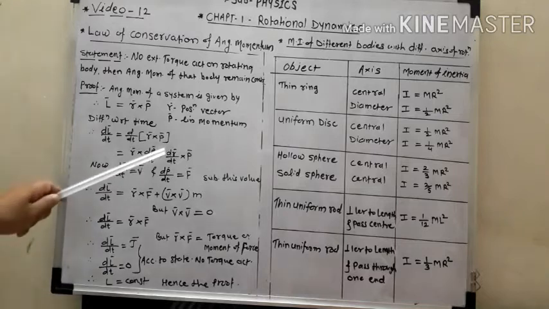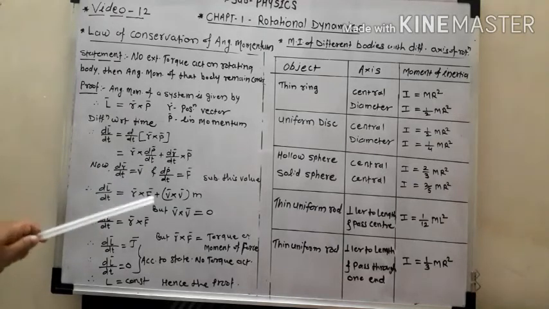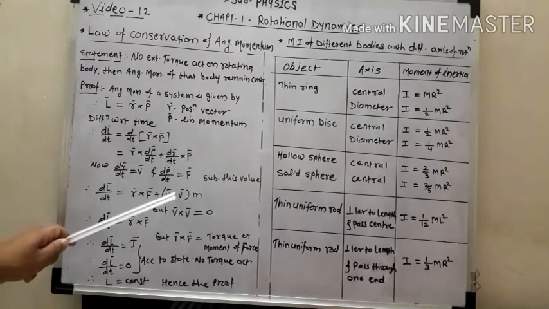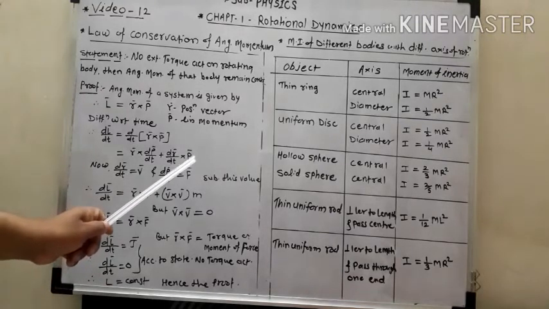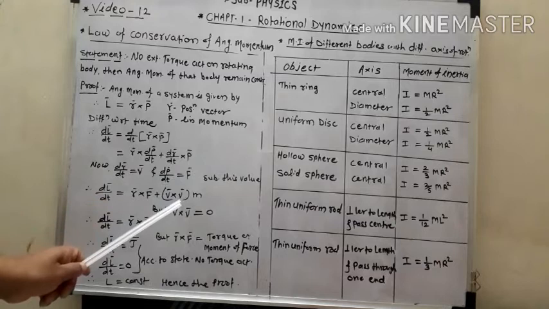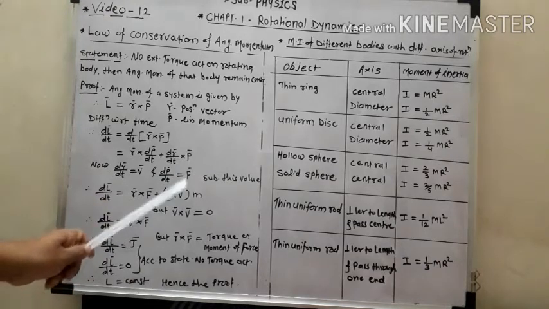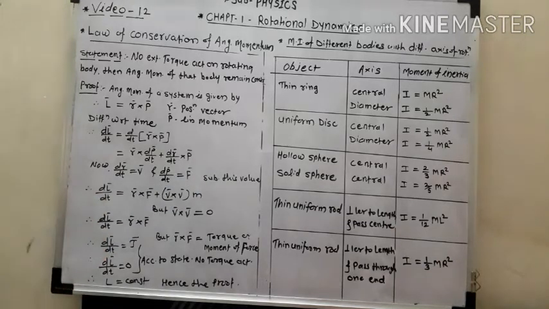Again, this dR bar upon dt is nothing but v bar. Therefore, we can write here v bar cross P bar, because P bar is nothing but the product of mass and velocity. Therefore, instead of P bar we can write m into v bar, so we get v bar cross v bar, and m remains as it is. Mass is a scalar quantity, therefore we can write simply m.